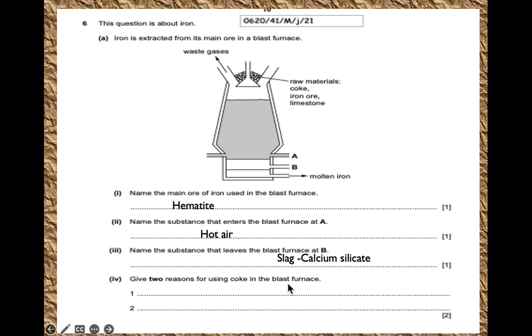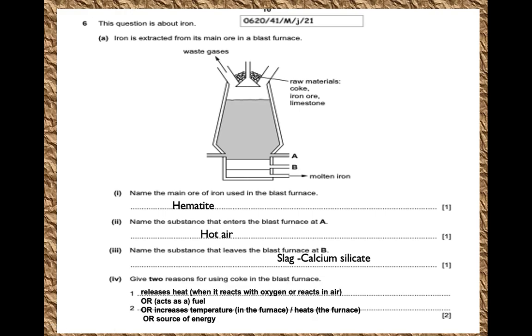Give two reasons for using coke in the blast furnace. Why do we use coke? Coke is a form of charcoal, and we have a lot of reasons here. We can use it because it releases heat. It reacts with oxygen, or it acts as a fuel, increasing the temperature and heating the furnace. Mainly, it's a source of energy. Any of them is a mark scheme answer.